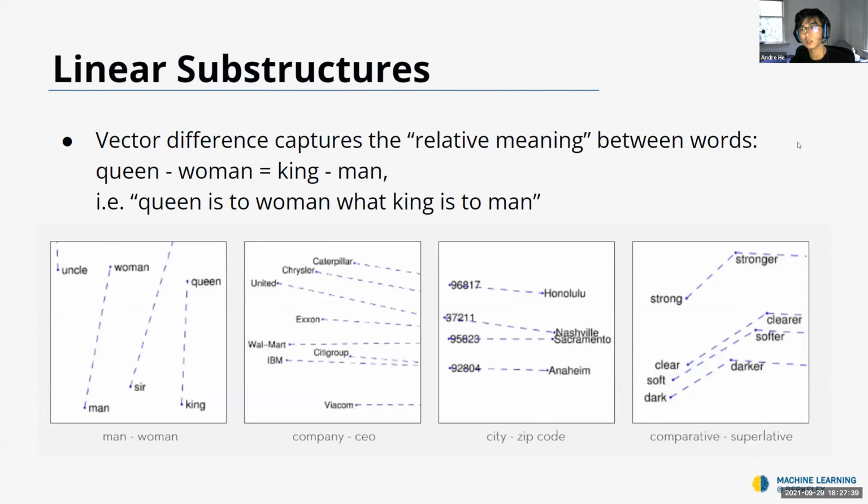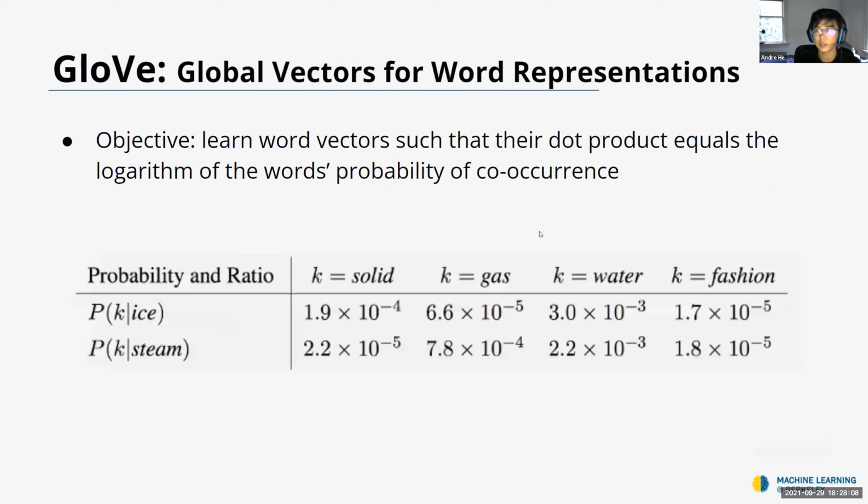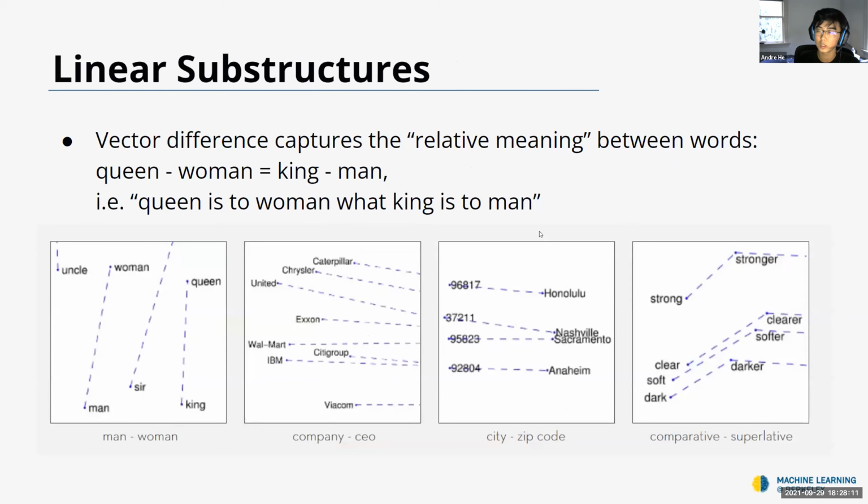Now, there are some interesting structures that are discovered in these word embeddings. Remember, we only trained these word embeddings to put words that mean similar things closer to each other, or more precisely, we trained them to put words that co-occur together closer to each other. That's the theme for both of these approaches. But we also found more interesting structures in these word embeddings.